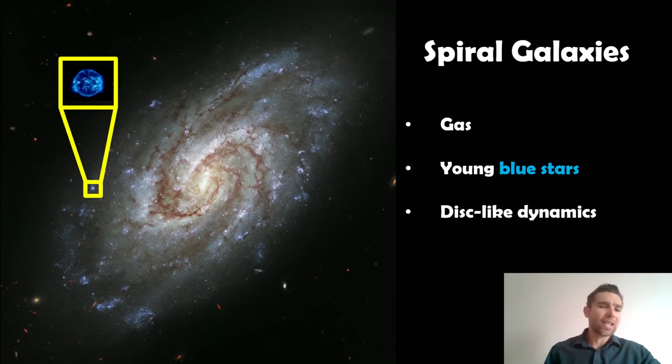They also have disk-like dynamics. So they're flat like a disk and rotating around like a disk. So that's another key feature for a spiral galaxy. Probably the most obvious one that I haven't mentioned here is the fact that they have spiral arms. They have large scale structure in the form of spiral arms.